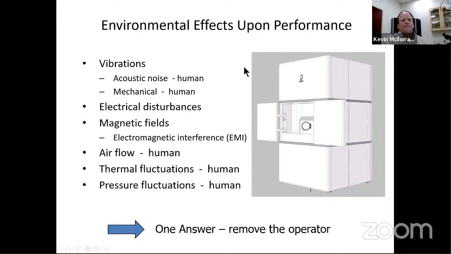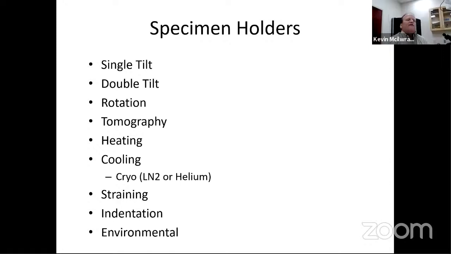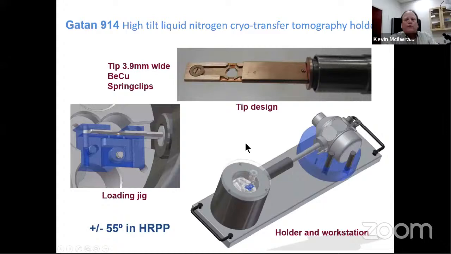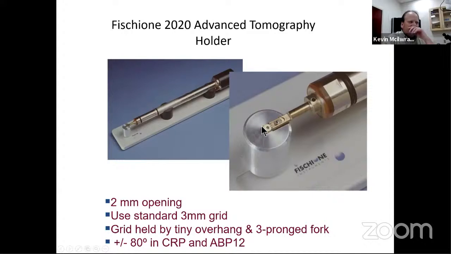Now, single tilt holders: we have a lot of holders. I've got 5 holders here in the room. We have single tilt, double tilt, rotation, tomography, cooling, heating, straining, all kinds of stuff. Here's a view of a high tilt liquid nitrogen cryo holder. You can also use this for polymers or things that are heat sensitive, just to load it up and cool things down in the microscope. We also have very thin holders, or this is an advanced tomography holder. This one will work for very high resolution microscopes where there's a very small gap and not a lot of room to move the stage around.